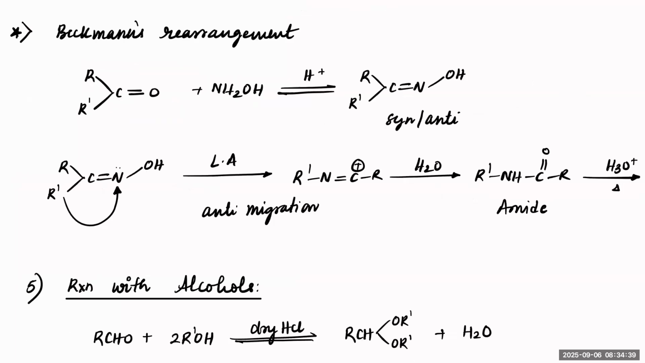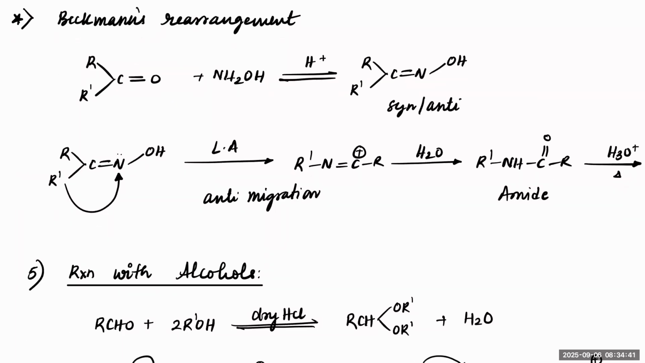Next one is Beckmann's rearrangement. What is Beckmann's rearrangement? If you have C double bond O, imagine I react it with NH2OH. You know that it will form an oxime, correct? Just now we learned this. H2 and O will go away and you'll get double bonded N with OH. Now this could be in a syn form or an anti form.